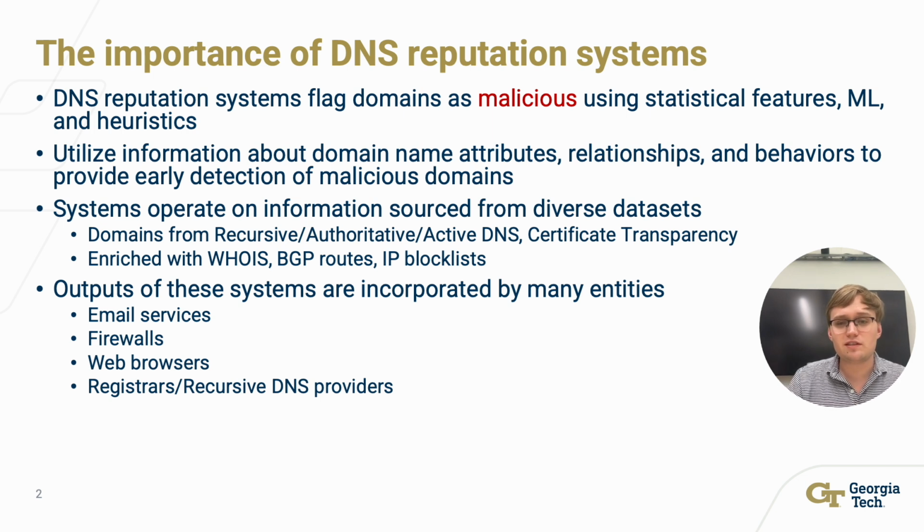The outputs of these systems are incorporated by many entities across industry. We see email services who use these systems to reject emails from low reputation domains, and also to block phishing lures that are included in the email content. We also see firewalls and web browsers use these systems to protect their users against bad domain names. Finally, we see these used in registrars. These registrars use DNS reputation systems to suspend malicious domains early before they can be used maliciously.